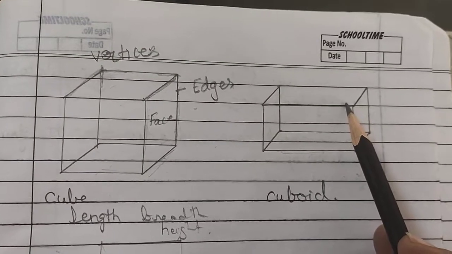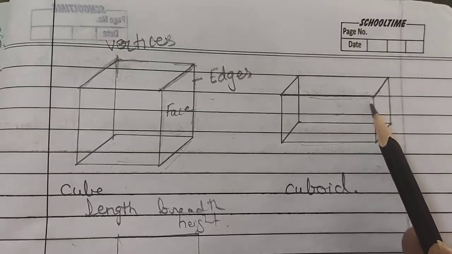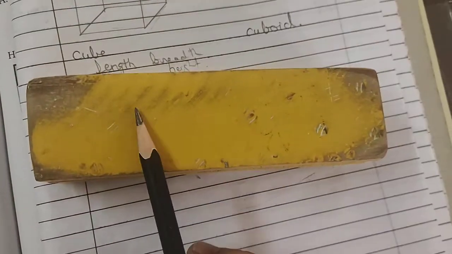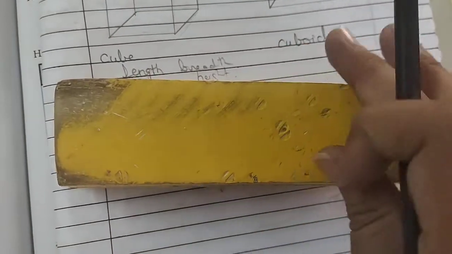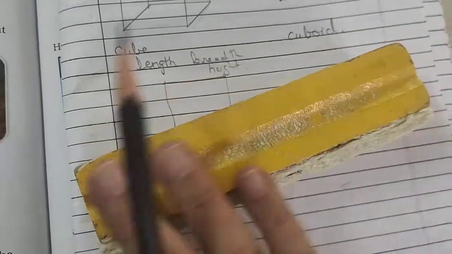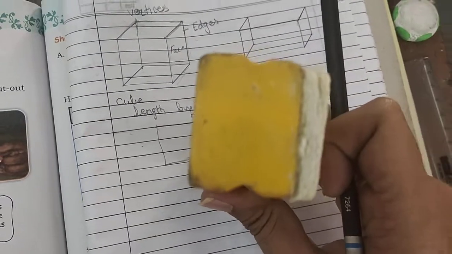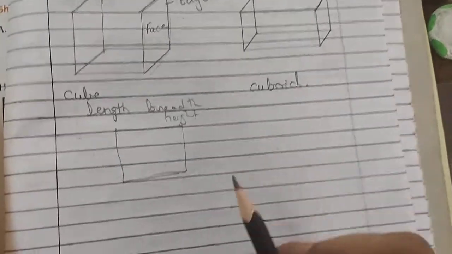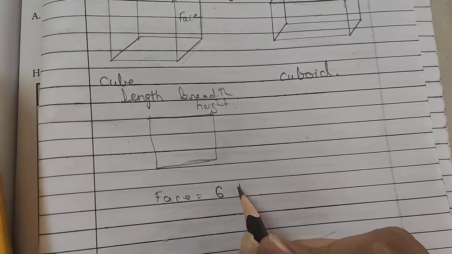So this is about the three terms of a cube. The same thing is there in the cuboid also. This is the face, this is the edge, and the point where the edges meet is called the vertex. So students, we can identify here, it is a duster. Here we can see this is a face, a flat surface, isn't it? 1, 2, 3, 4, 5 and 6. So how many faces are there? There are 6 faces in a cube.